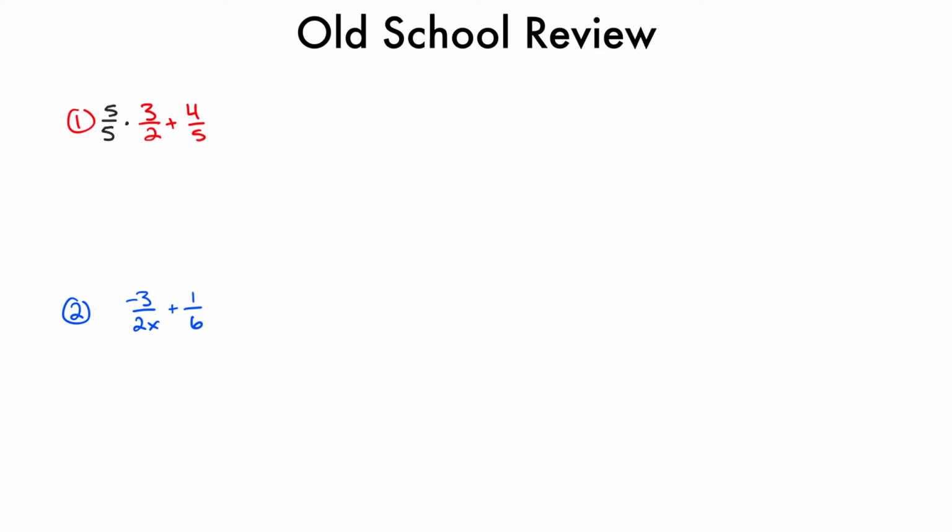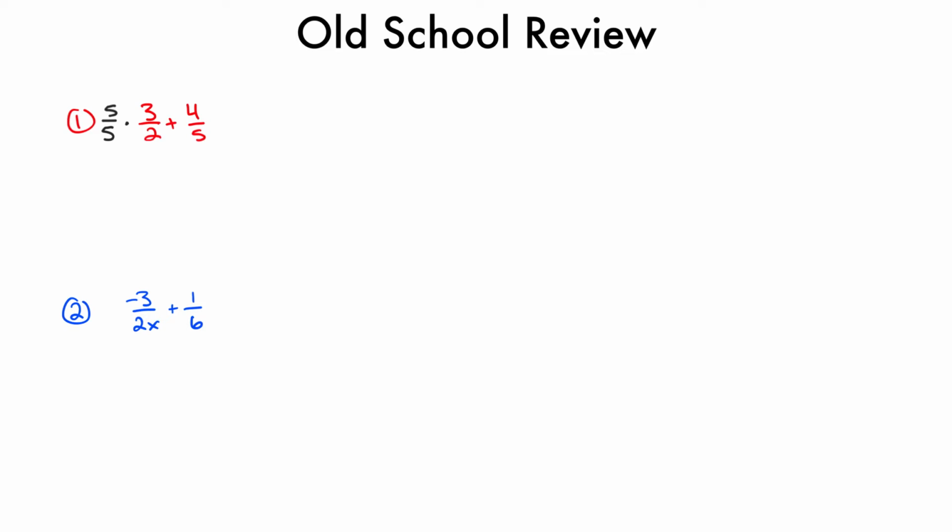For any of you that were ever curious why we can get away with doing this algebraically, it's because 5 over 5 is the number 1. I'm multiplying the 3 over 2 by the number 1. You multiply by the number 1, you're not changing its value. You're not changing its weight. You're just making it look a little different. That's why we can get away with doing it.